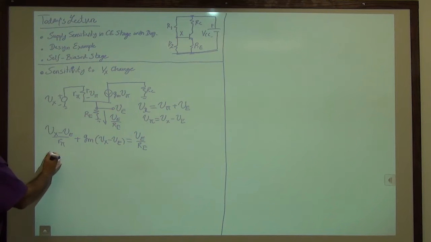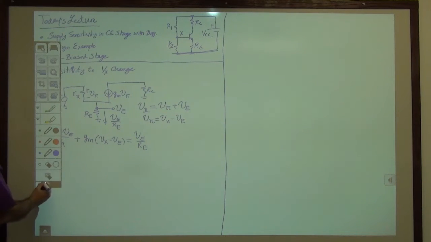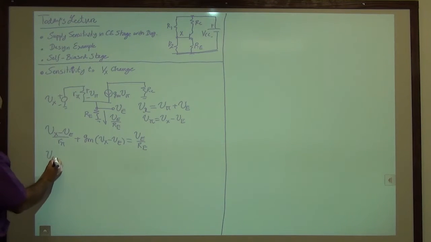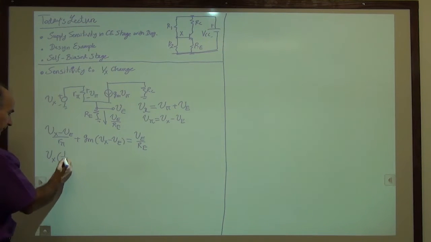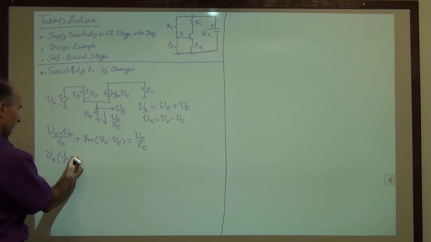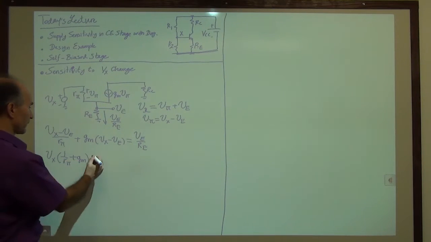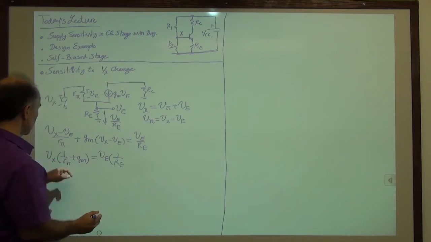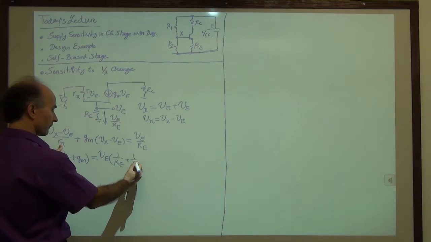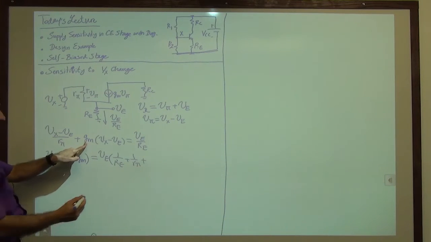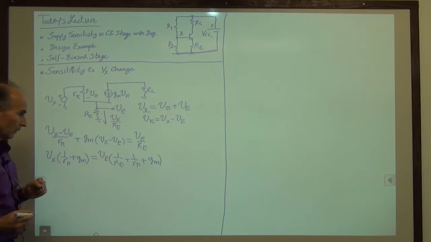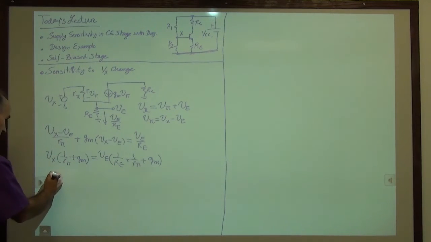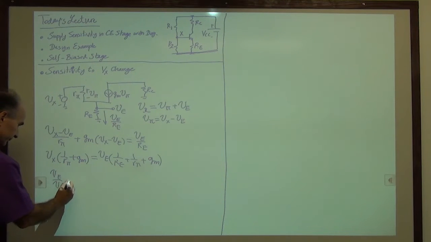Okay, so let's do that. We factor Vx out, keep it on this side, to make it a quicker calculation: 1 over R pi here. Then we have Gm, and on the other side we have VE. We have 1 over RE plus 1 over R pi plus Gm. So now we can find VE over Vx. So how much is that?